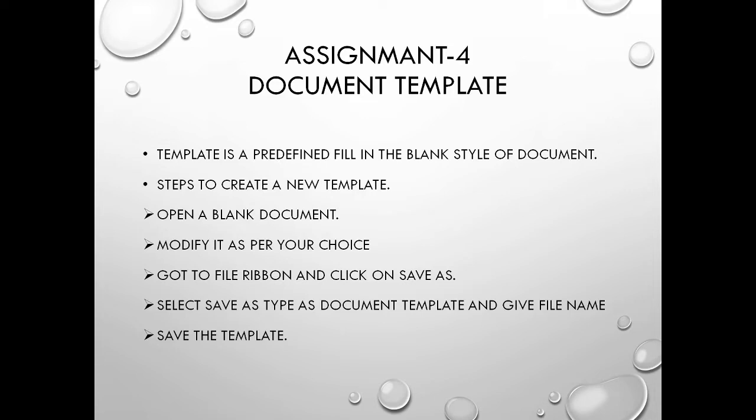For that some steps need to be followed, and the steps are: first you have to open a blank document and make the template as per your choice. While saving your document, you have to remember that it should be saved as a document template. In the previous version of Microsoft Word, it is written Word template. So you have to choose either document template or Word template. Then you can make your own template for your document purpose. So that is the first assignment that we have to do in today's video lesson.